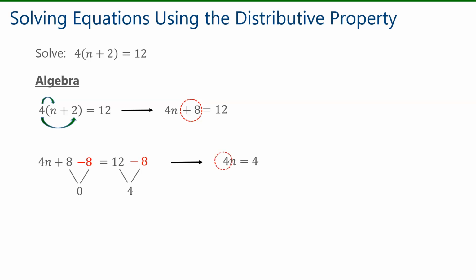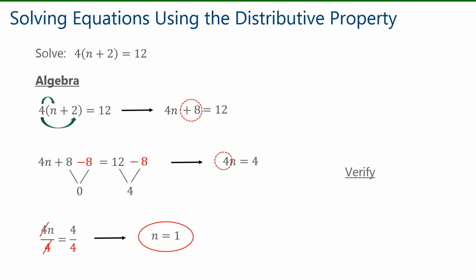The opposite of multiply by 4 is divide by 4. So the next step is to divide both sides of the equation by 4. On the left-hand side, the 4's cancel because 4 divided by 4 equals 1. And on the right-hand side, 4 divided by 4 also equals 1. So the solution to the equation is n equals 1.